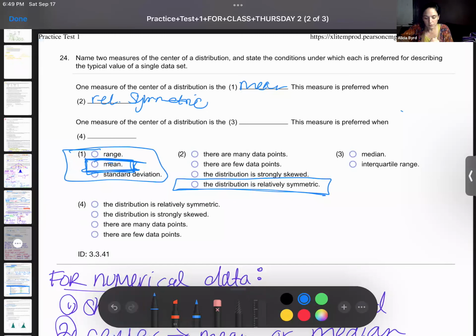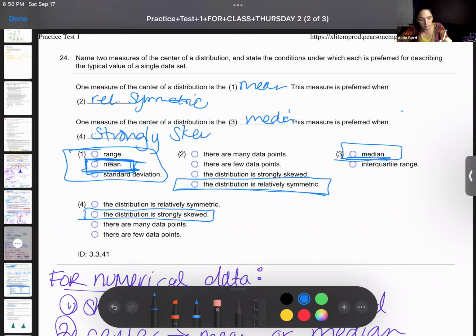One measure of the center for number 3 is going to be the median. Median is the measure of the center, and we prefer that measure when your data is skewed. So relatively strongly skewed. If it can be relatively symmetric for the mean, then you want it to be strongly skewed for the median. It can be not perfectly symmetric and still use the mean, but you really need to see that skewing. So strongly skewed. You'll get a sense for it the more you do it.